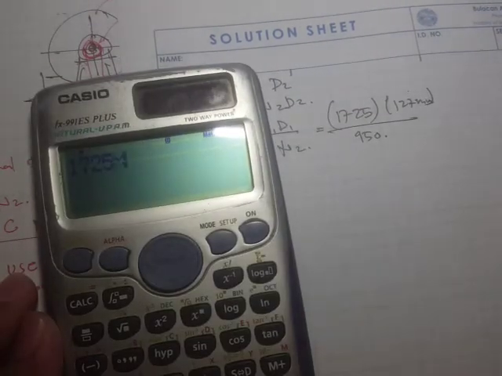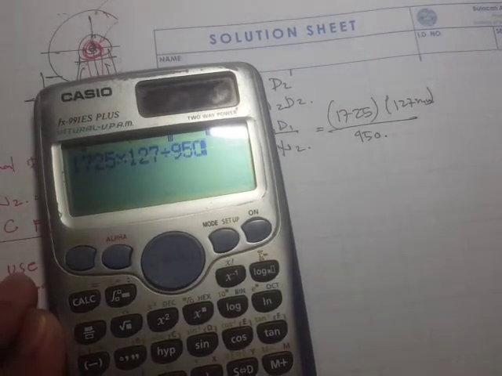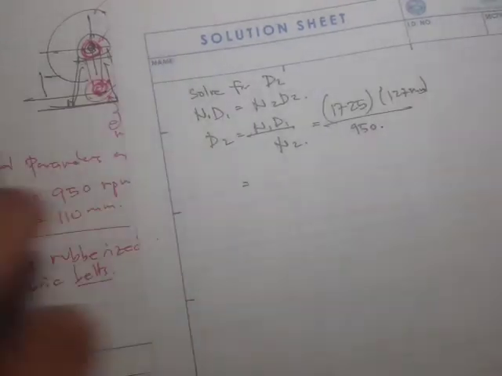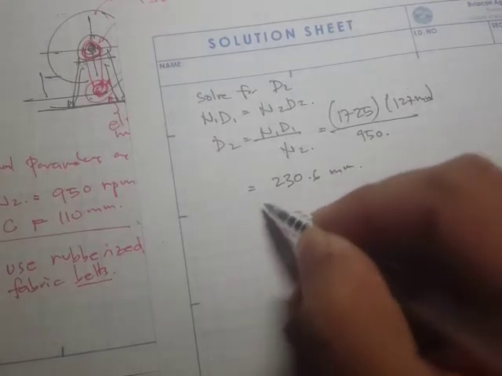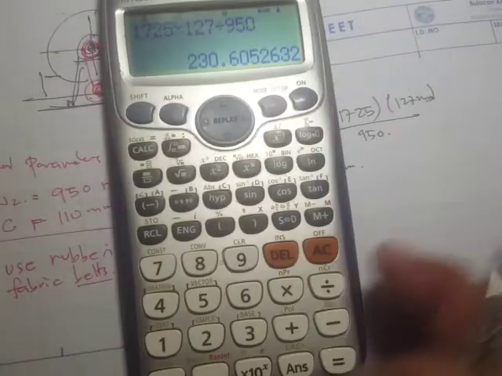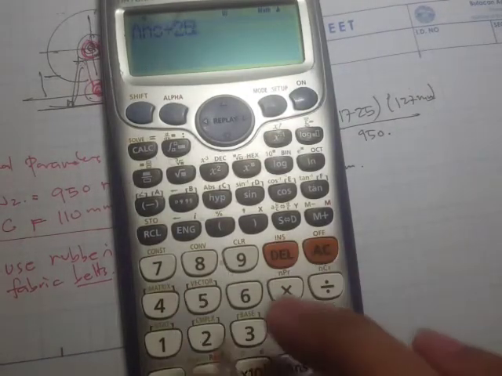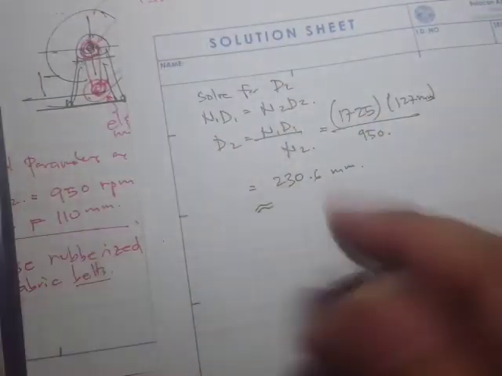1725 times 127. So this is 230.6. 230.6, this is in mm, approximately, divided by 25.4. This is approximately 9 inches.